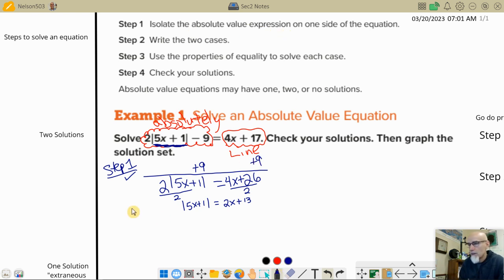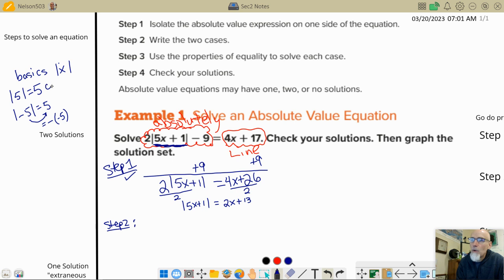Step 2 says write 2 cases down. This is the weirdest part of all these problems. Let's just think about what the absolute value function does for us. So I'm going to put it over here. What are the basics of the absolute value function? What does it do? Well, let's say we had the absolute value of 5. That's just plain 5. What is the absolute value of negative 5? That's positive 5. So how does it do that? How does it make negative 5 into positive 5? Well, really what it's doing is taking the opposite of negative 5.